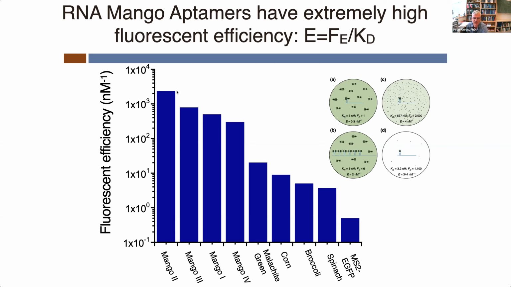That corresponds really to how much contrast you can expect to have inside a cell. There are lots of other factors that will take away from that contrast, but that raw number is an interesting metric, and Mango aptamers do quite well compared to other fluorogenic aptamers.